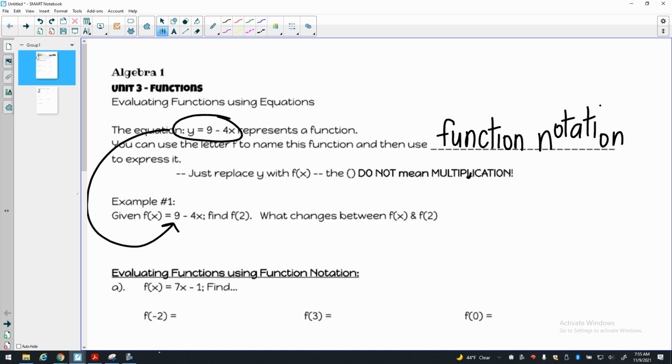Here's what I'm going to do. In Desmos, what's the equation? Y equals 9 minus 4x. What do you see in Desmos? A line, right? Now, in the next box, in box number 2, press enter. Type in f parentheses x equals 9 minus 4x.